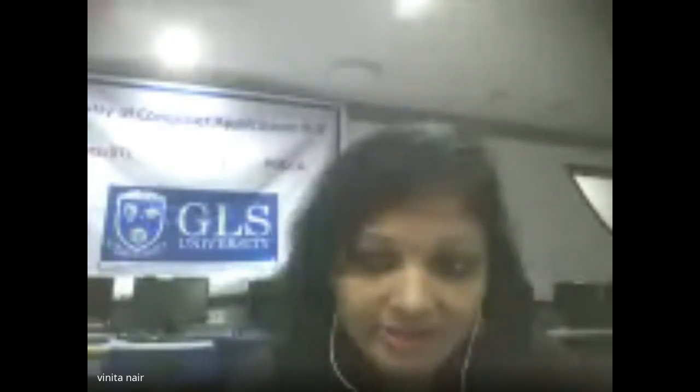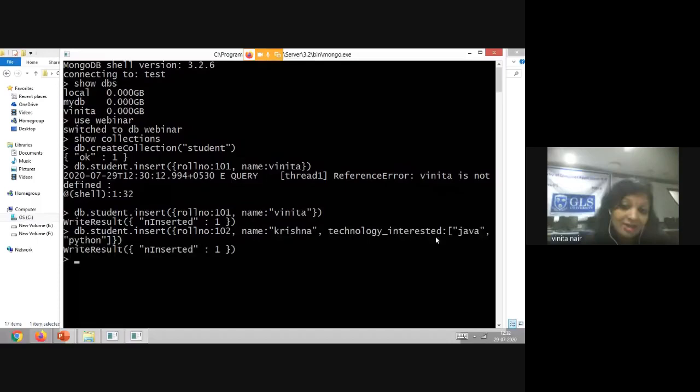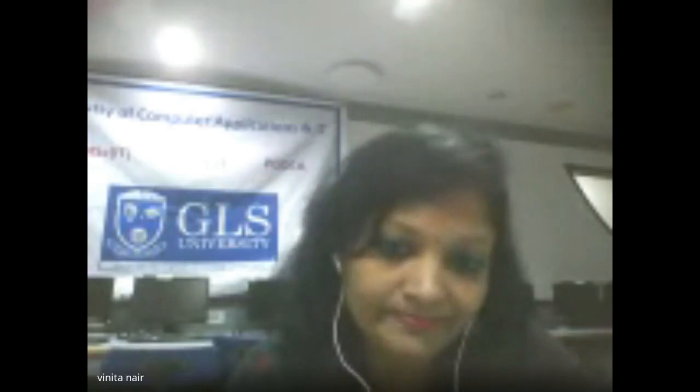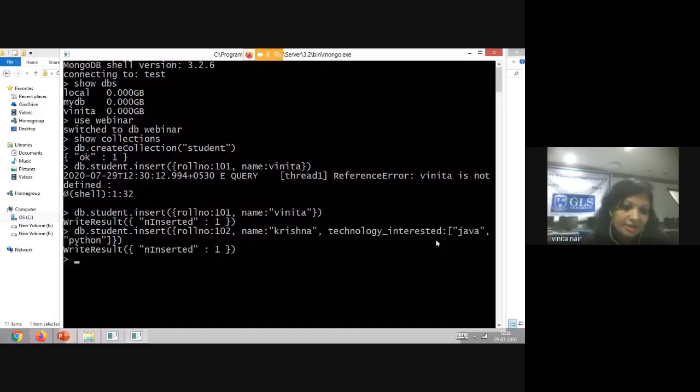Okay, now I inserted a second document with the key roll number 102, name Krishna, and technology interested in. Krishna can have more than one technology he may be interested in. So I mentioned Java and Python. Okay, now here you can see that I have put a square bracket in order to accommodate more than one value. Okay, what did I do over here?